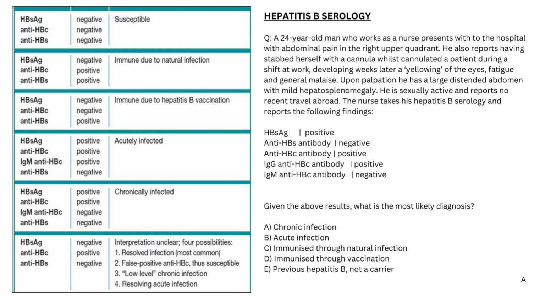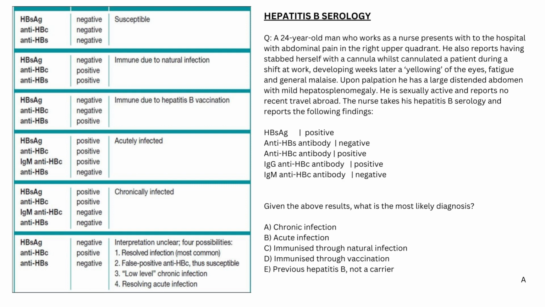IgM antibodies are present during an acute infection, whereas IgG anti-hepatitis B core antibodies are present if there's a chronic infection that's been going on for more than 6 months. And the anti-hepatitis B E antibody will be present if there is viral replicability. Okay, so let's have a look at the question on the right.